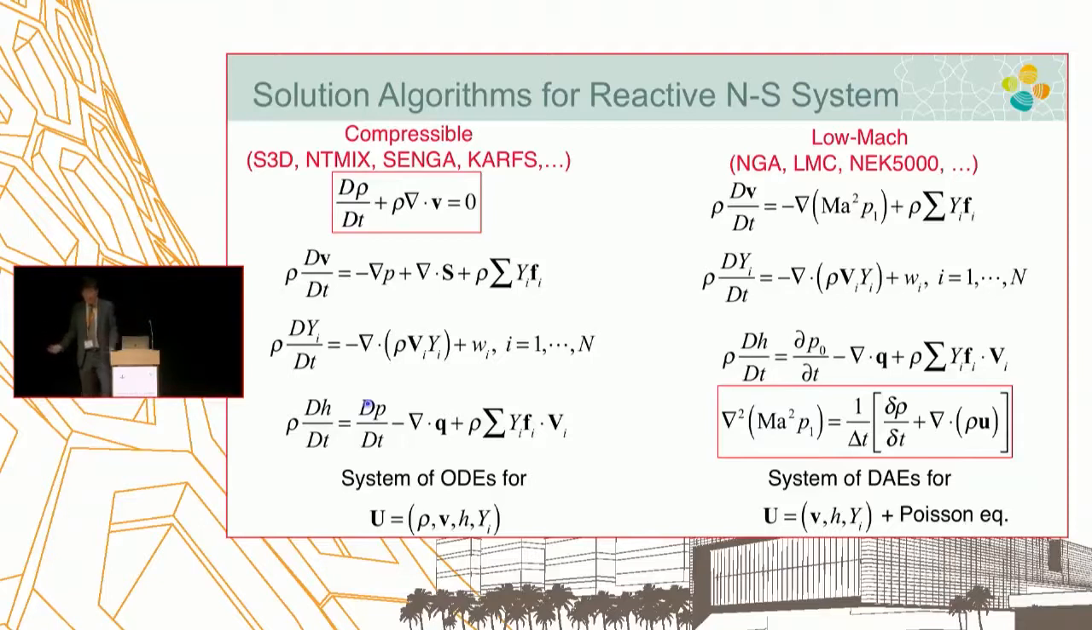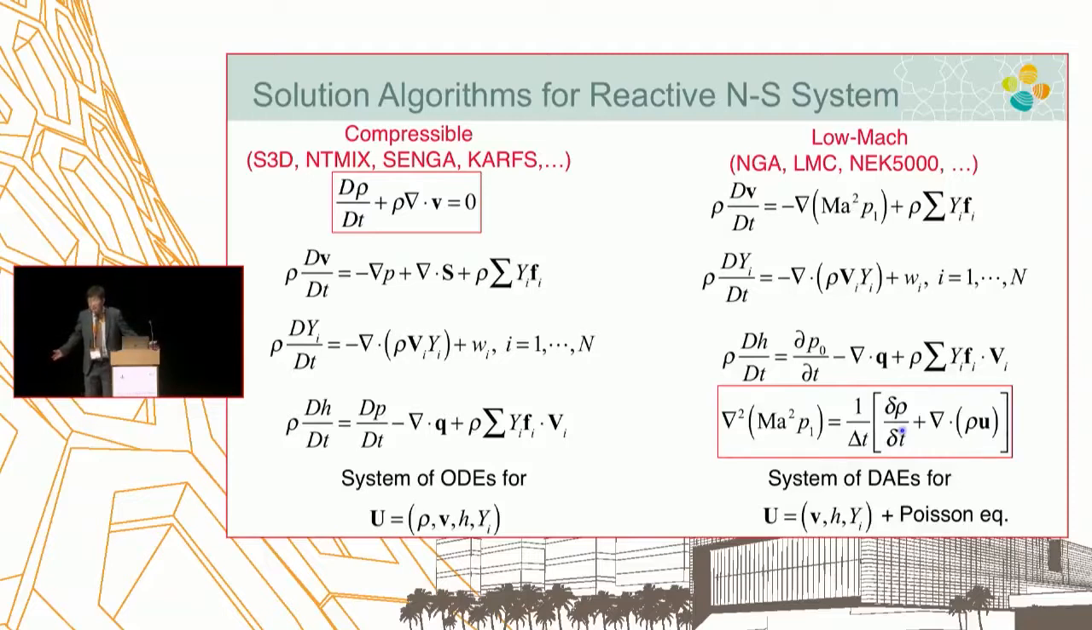That's it. Low Mach is tricky. You thought you eliminated this compressibility effect, but you have to solve for this. There's no partial T term, so you have to solve for this algebraic constraint equation, which requires iterative solution. So this Poisson solver needs to be embedded, and that usually occupies almost half the CPU time.